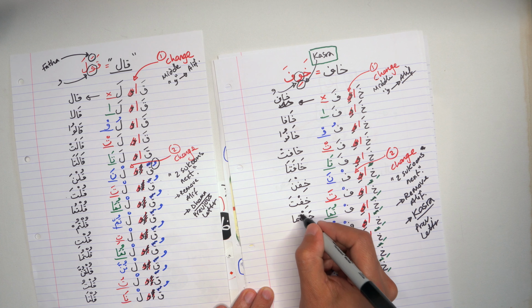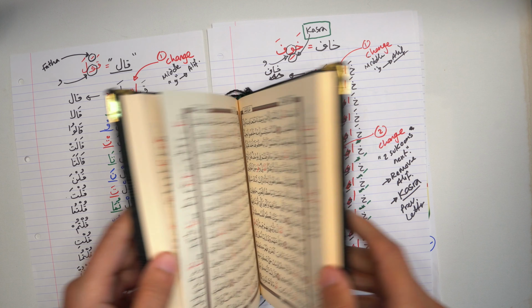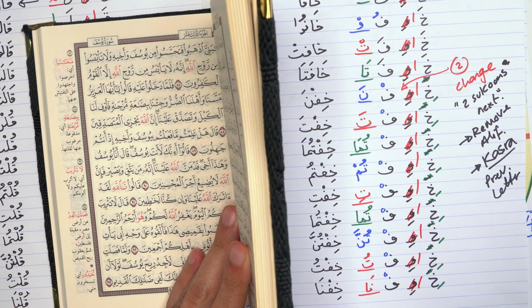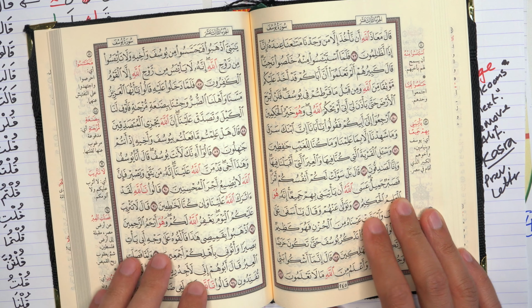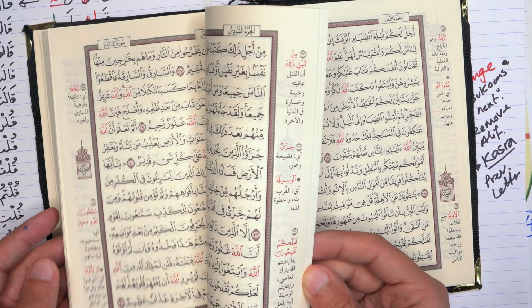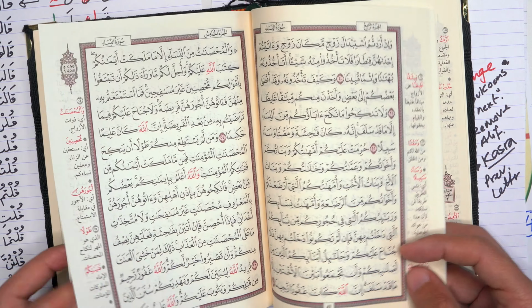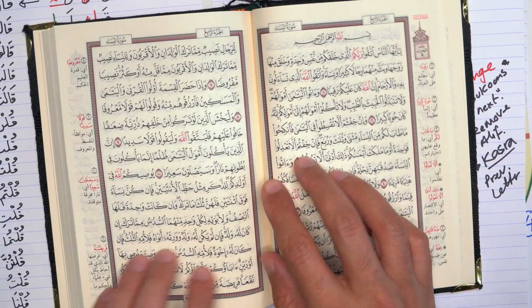So let's have a look in the Quran now. In the Quran, you have some examples. I'll show you guys in the Quran. And this is where, once you know this rule, you look in the Quran and you say, oh yeah, this word, I remember this word. So for example, qalu, you guys know that one, right? Okay, let's have a look. So over here, for example.